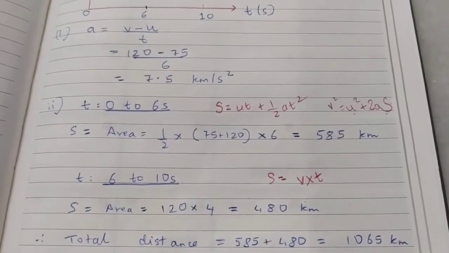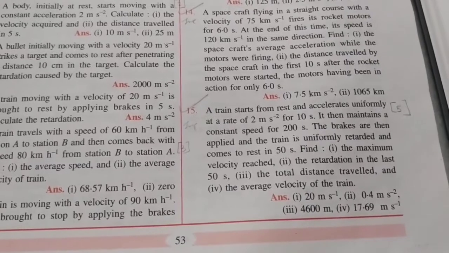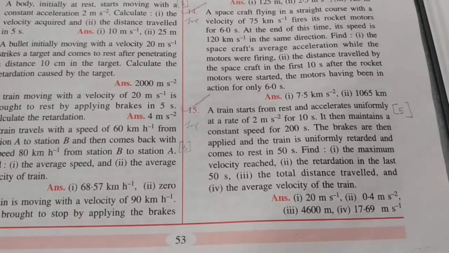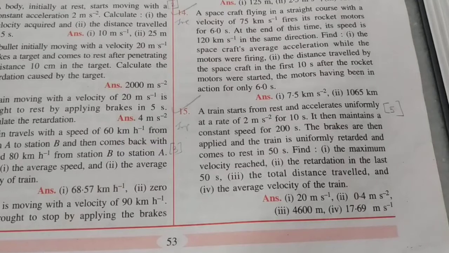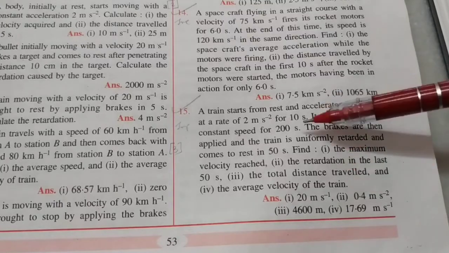Next, the 15th sum. A train starts from rest and accelerates uniformly at a rate of 2 meters per second square for 10 seconds. Then it maintains a constant speed for the next 200 seconds. And then the brakes are applied and the train is uniformly retarded and comes to rest. Find, Roman number 1, maximum velocity reached.